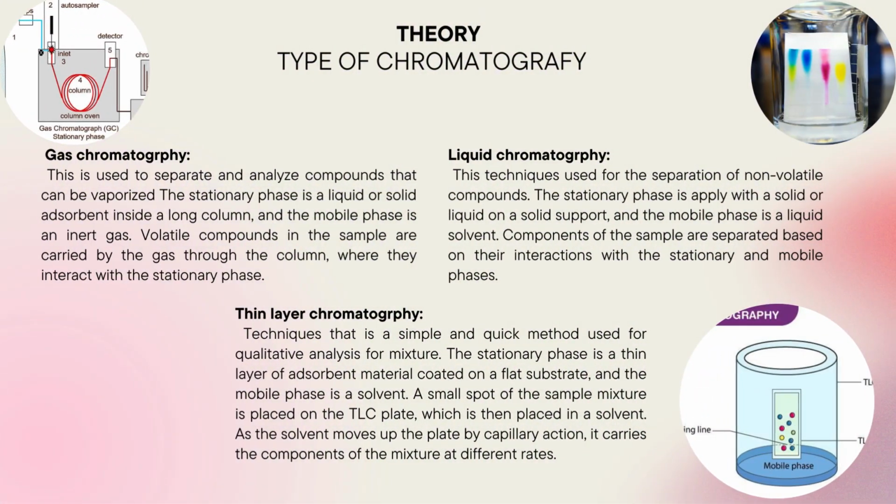Types of chromatography. There are three types of chromatography. First, gas chromatography. It's a technique used for separating or analyzing components which can be vaporized. The stationary phase is a liquid or solid absorbent inside a long column, and the mobile phase is an inert gas. Volatile components in the mixture are carried by the gas through the column where they interact with the stationary phase.